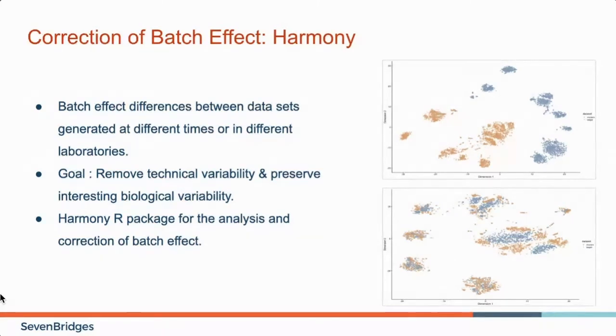After identification of the batch effect, we can remove it using the Harmony R package. On the bottom picture, which is the same data processed with the Harmony package, we observe no clear separation between cells originating from different datasets, thus confirming we have successfully removed the batch effect. Next slide, please.